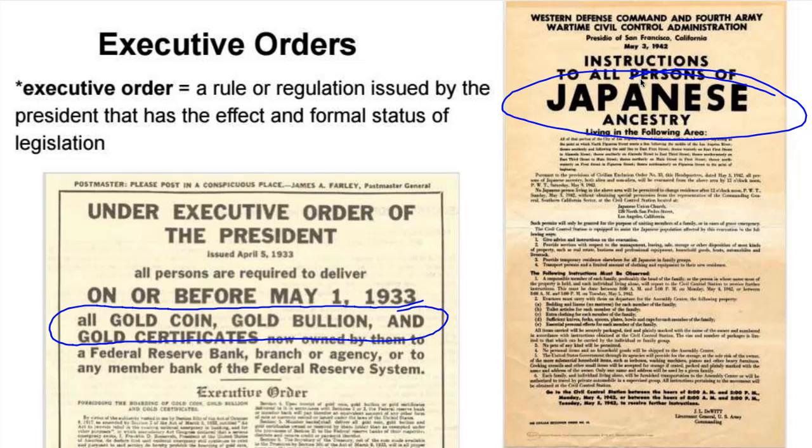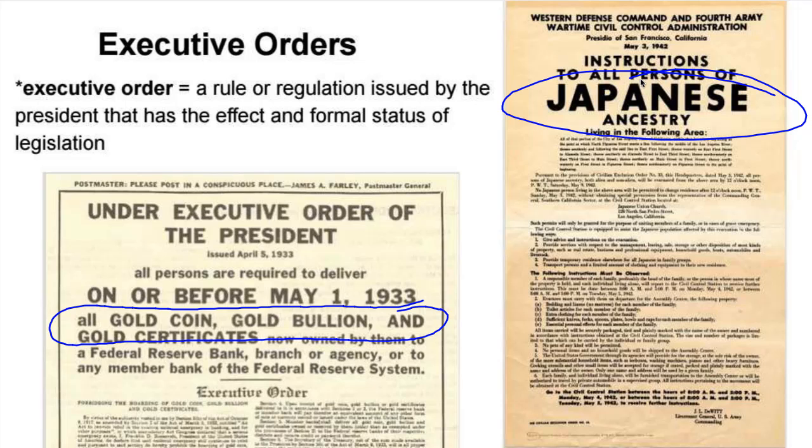These are rules and regulations that are put out by the president, but they have the effect and formal status of legislation. Many people, including myself, think that executive orders in most cases are unconstitutional because it is the president seizing legislative powers.